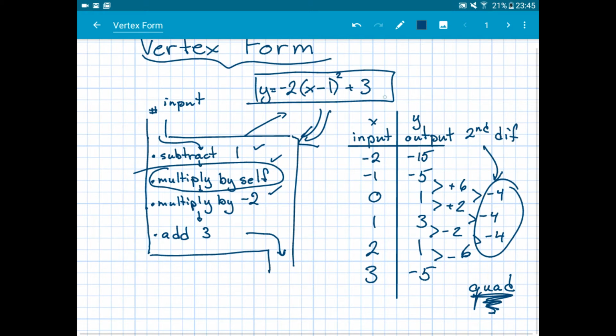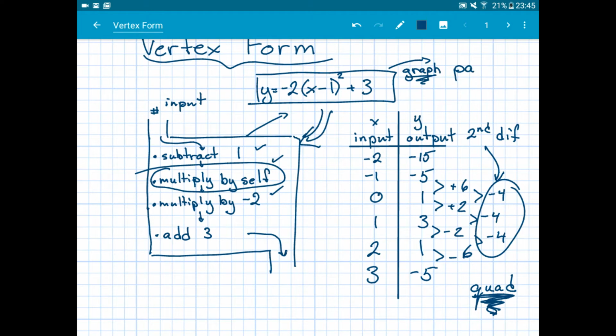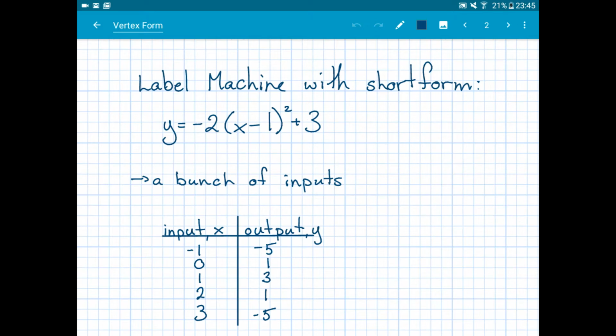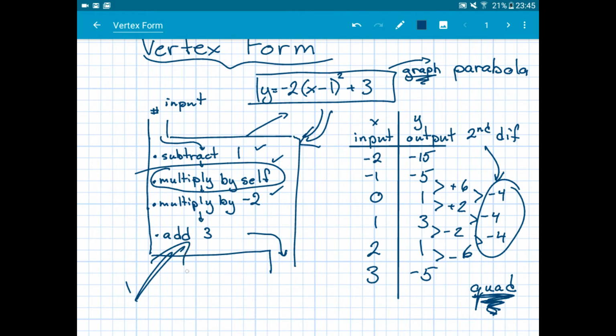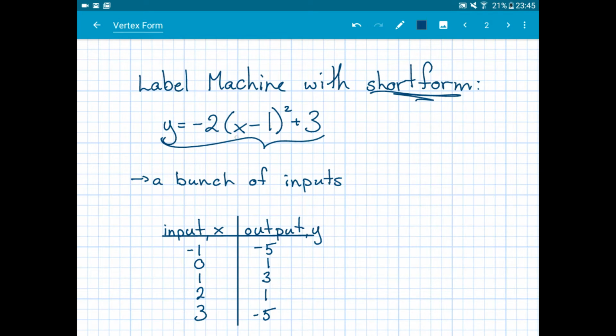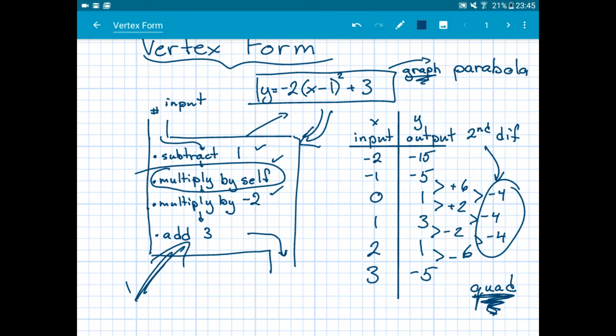And we know that this is a quadratic relationship. So when we graph this, the graphical representation of this machine will be a parabola. So likewise, I just translated this to our machine, and we're going to label our machine with this short form rather than writing out all of this stuff. Okay, this math is just a short form for all of this stuff.